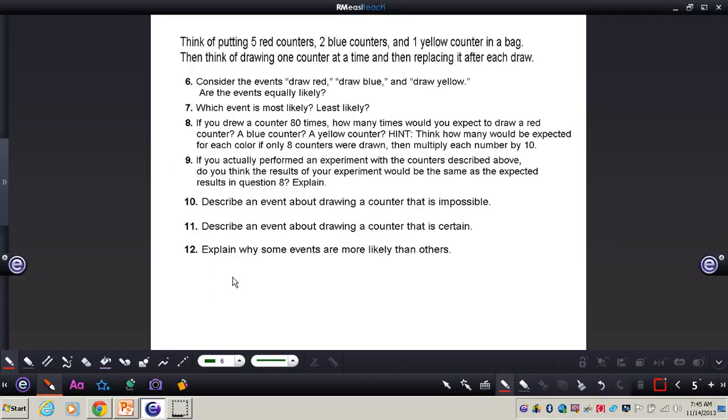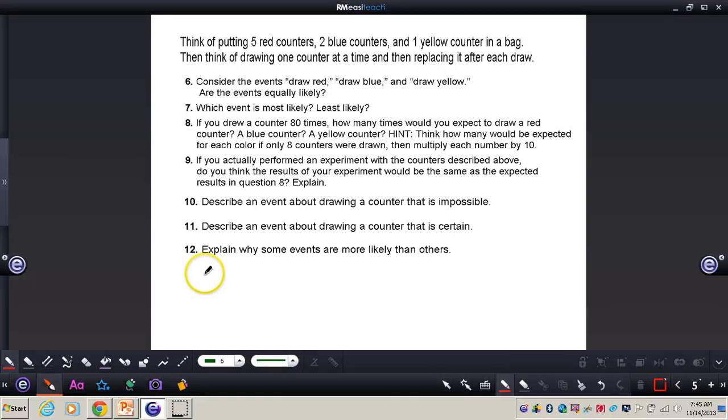It says if you drew a counter 80 times, how many times would you expect to draw a red counter, a blue counter, and a yellow counter? And it says, hint, think about how many would be expected for each color if only 8 counters were drawn, then multiply each number by 8.